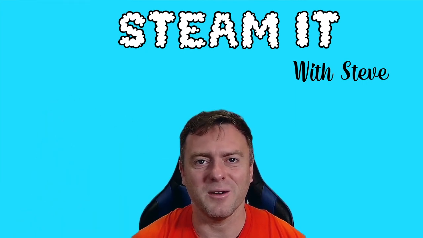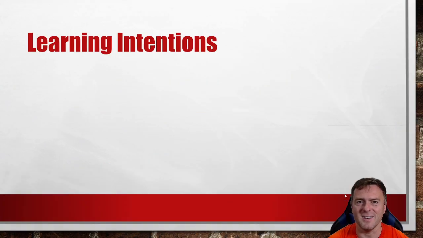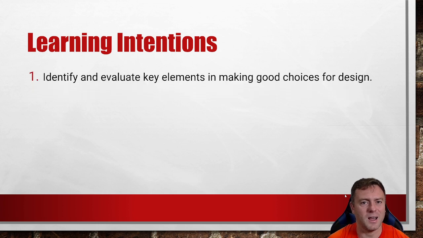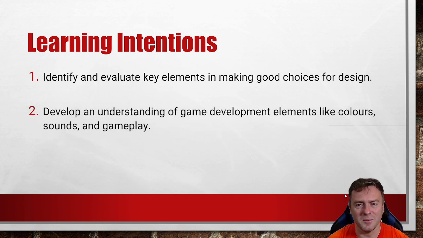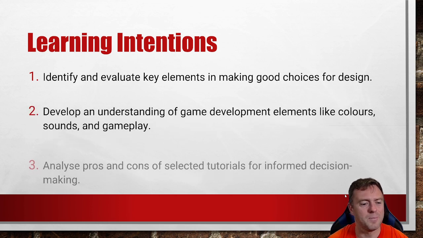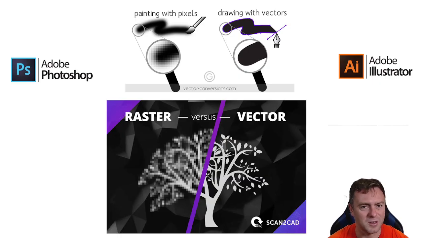Today's the last video in our tutorial series where we're going to unpackage what interface design looks like. So let's jump on in. The learning intentions for today are to identify and evaluate key elements in making good choices for your designs. We're then going to develop an understanding of the elements such as colors, sound, and gameplay, and then analyze the pros and cons of selecting the right tutorials for your final product, which is going to be your game.